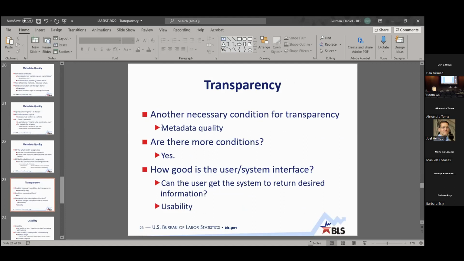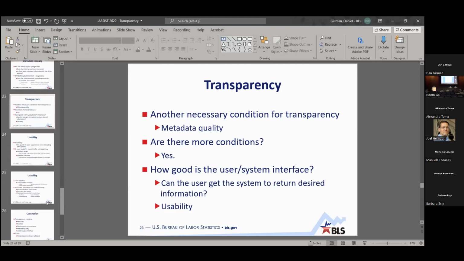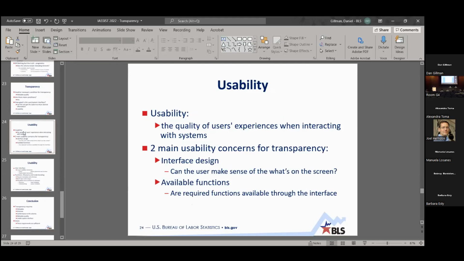Therefore, we see that transparency requires metadata quality. But is there something else we need? And the answer is yes. How good is the user system interface that we have? Do we have usability around the system we have built for finding the information that we're looking for? Generally, usability is the quality of the user's experience when interacting with systems. And we have two main concerns for transparency. One is the interface design. Can the user make sense of what's on the screen? And then the available functions that are required, are they built into the system in a way that users can use them effectively?